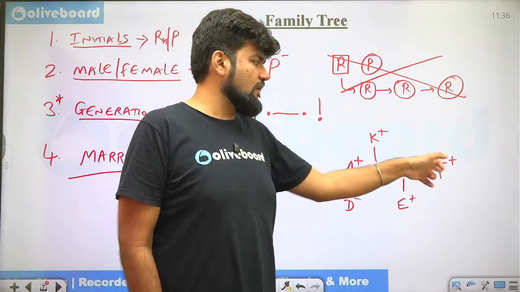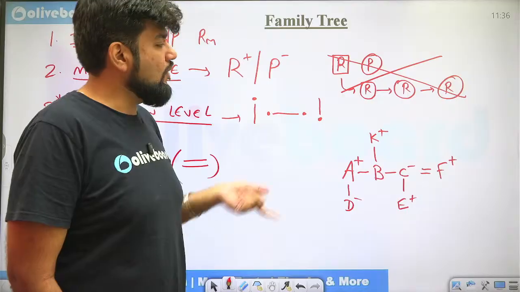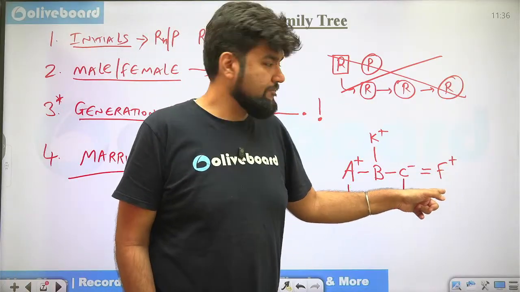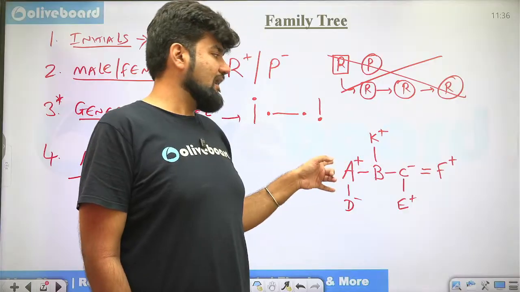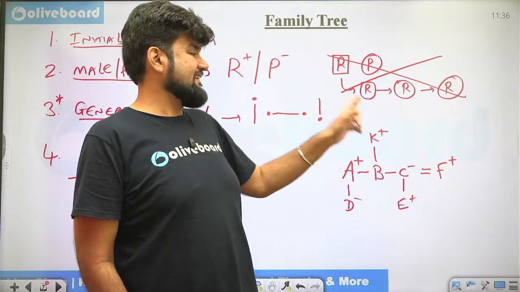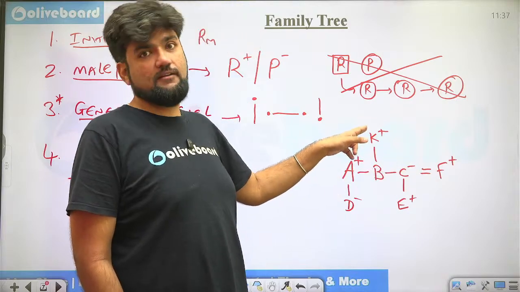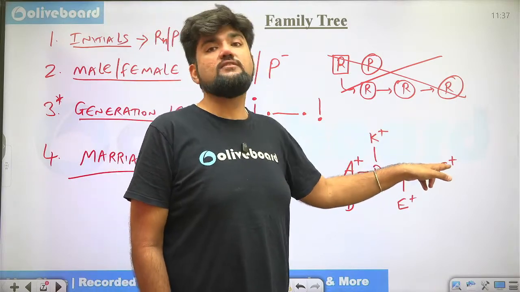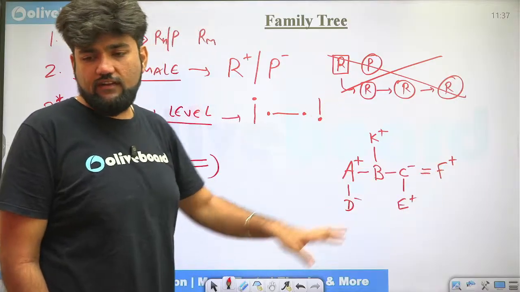How is B related to F? Still cannot be determined. How is F related to B? B's sister's husband, so brother-in-law. How is F related to A? Again brother-in-law. How is A related to F? Again brother-in-law. How is K related to F? So F's wife's father, father-in-law. How is F related to K? K's daughter's husband, son-in-law. Do you understand the whole variation?